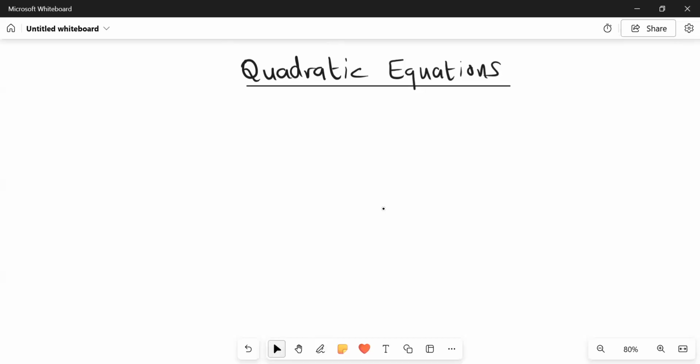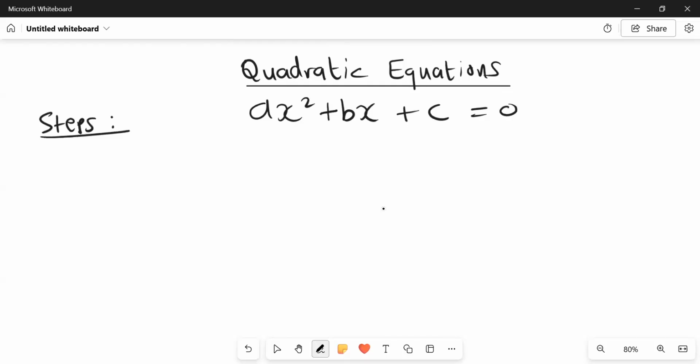So a quadratic equation is an equation in the form of ax squared plus bx plus c equals to 0, right? Now there are steps to solving the quadratic equations. Those steps are as follows. Step number 1, right hand side or your left hand side must be equals to 0. That's the first step.